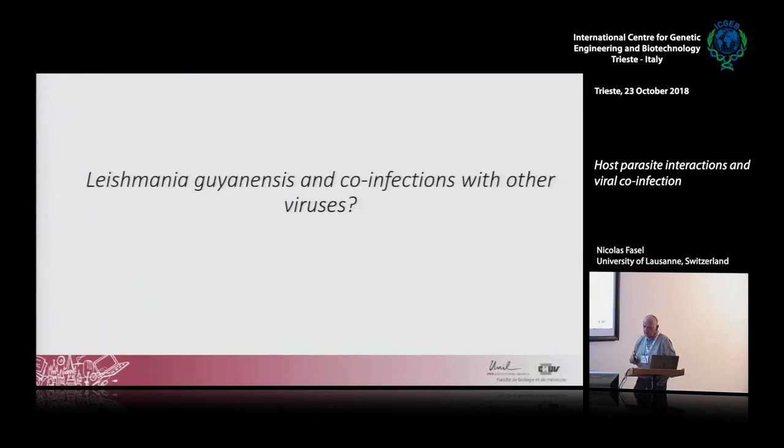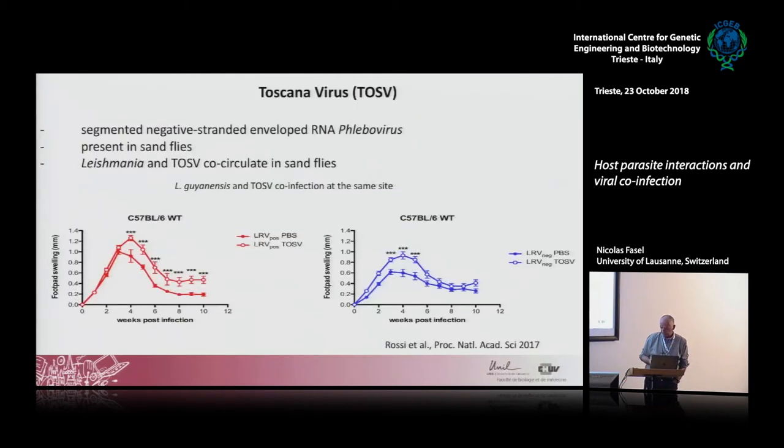Can we get the same kind of phenotype with other viruses? Okay. So if we go for co-infection, in this case you take a parasite and infect it with another virus. This parasite does not carry the LRV, but you infect it with other viruses. The first one we did is Toscana virus. Toscana virus is a single-stranded RNA virus.